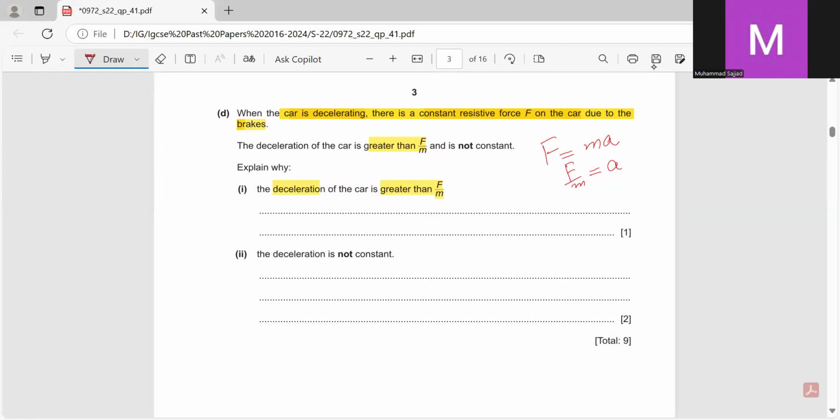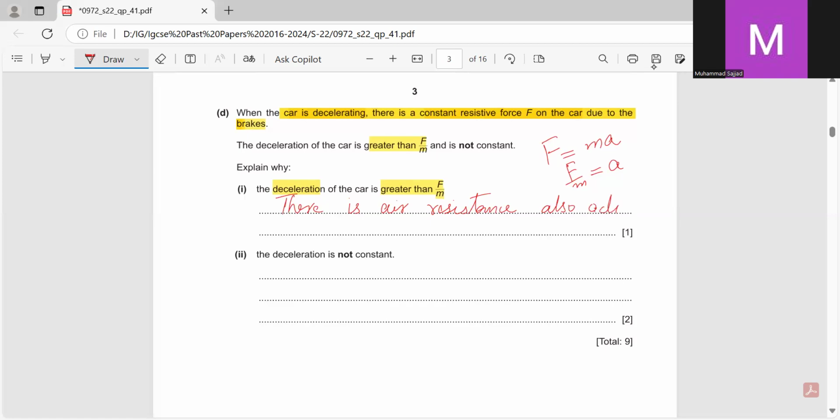So that's what I'm going to write: there is air resistance also acting on the car. It's not only the brakes, but also air resistance which is acting on the car. No, the deceleration is not constant.